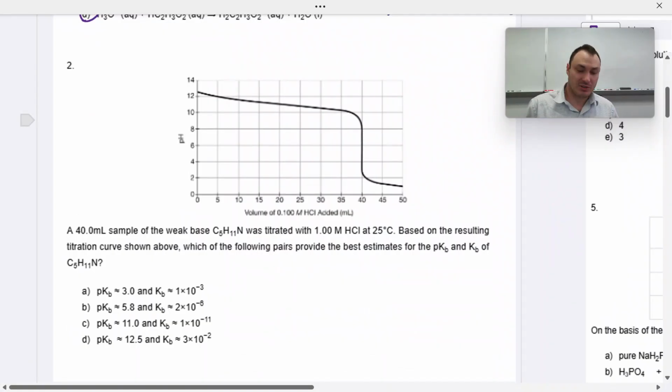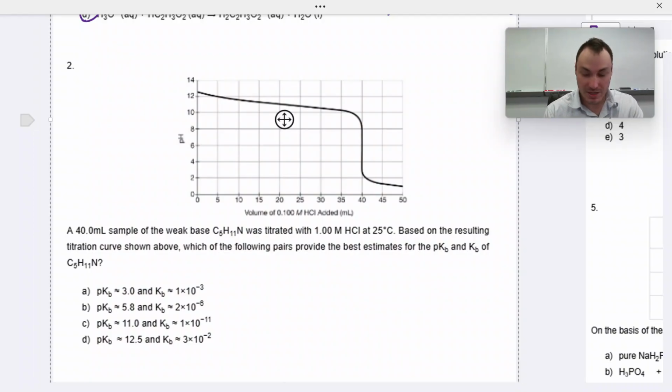A 40 milliliter sample of the weak base C5H11N was titrated with 1 molar hydrochloric acid. Based on the resulting titration curve shown above, which of the following provides the best estimate for pKb and Kb of the weak base?